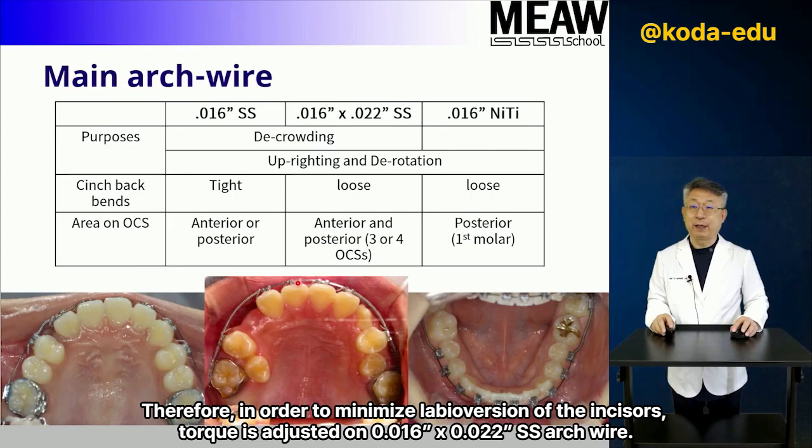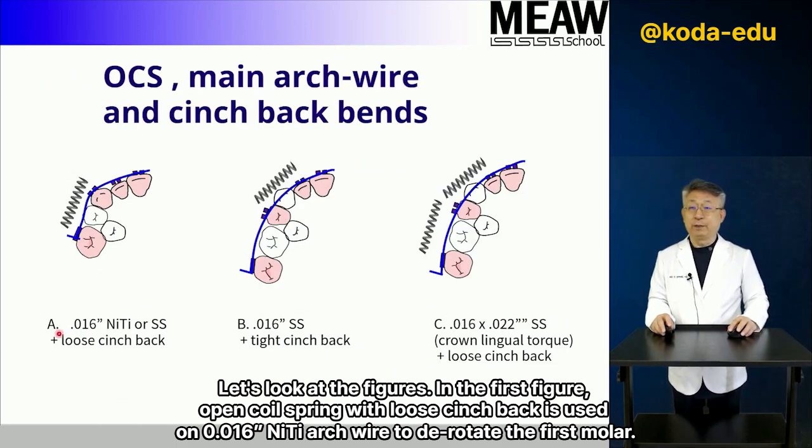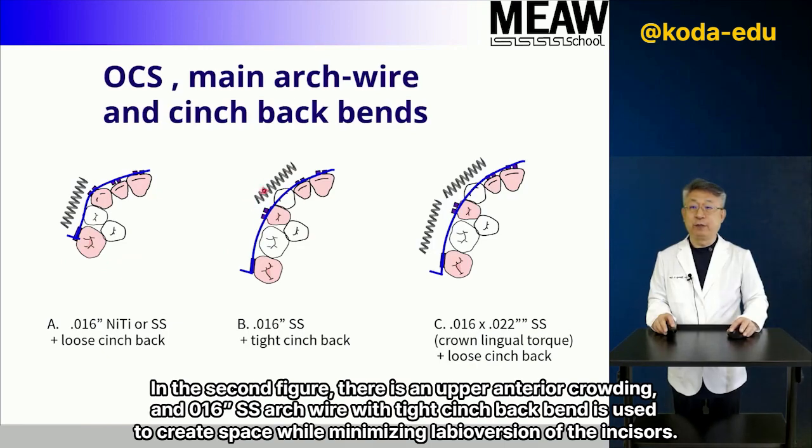Therefore, in order to minimize labioversion of the incisors, torque is adjusted on 0.16-0.22 SS arch wire. Let's look at the figures. In the first figure, open coil spring with loose cinch back is used on 0.16 NiTi arch wire to derotate the first molar. In the second figure, there is an upper anterior crowding and 16 SS arch wire. With tight cinch back bend is used to create space while minimizing labioversion of the incisors.